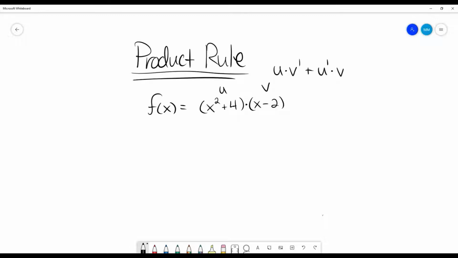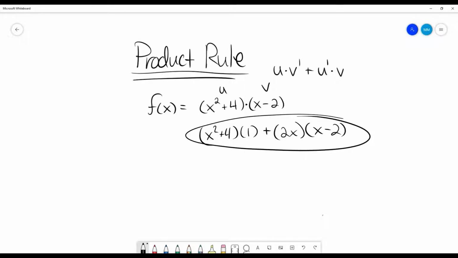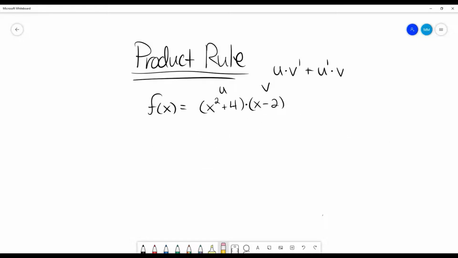Which gets us, I would take this, and it would be x squared plus 4 times the derivative of our second term, which is just 1, actually, lucky us. Then I add it to the derivative of this term, which would be a 2x, times this term. And so this would be that derivative there. Obviously, I can FOIL out, combine like terms, and have it be a little less lengthy, but sometimes it's just easier to leave it large like this.